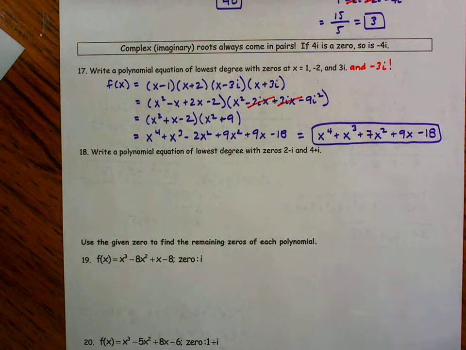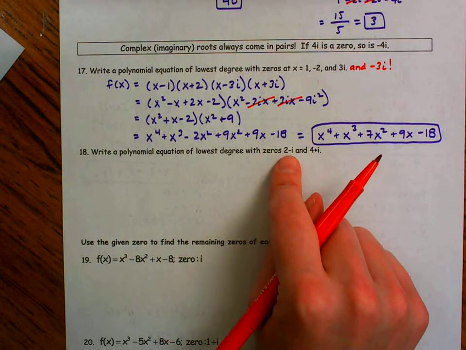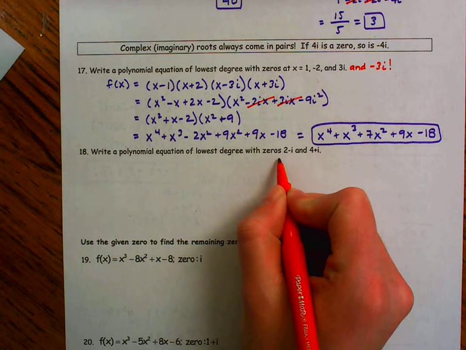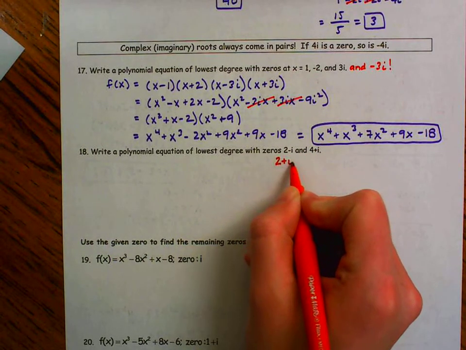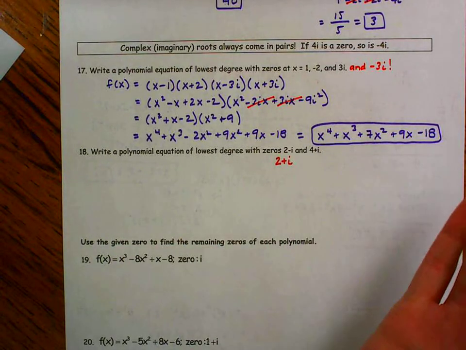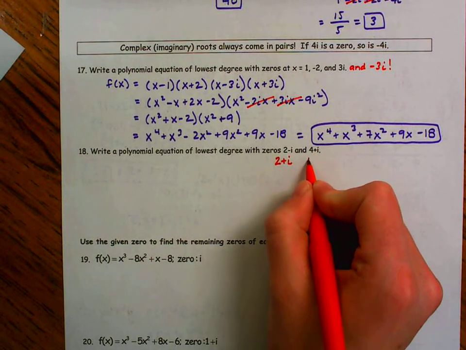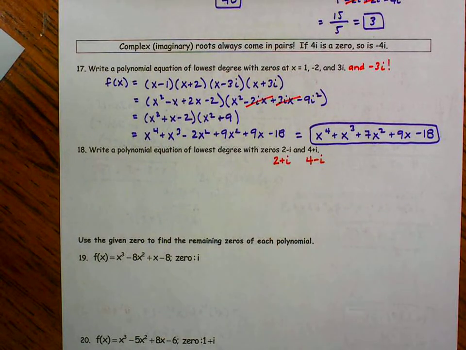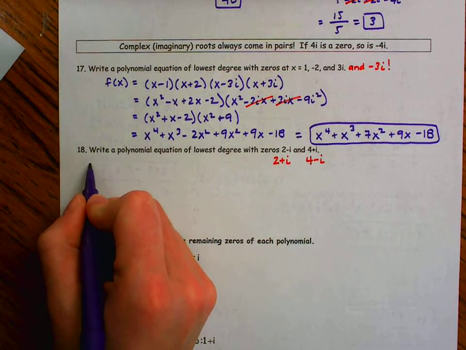Well, wait a minute. If we have zeros that are imaginary or complex, we know they come in a pair. So if I have 2 minus i, its conjugate will also be a zero, which is 2 plus i. We just changed the sign of the i term. So if I have 4 plus i, I'm going to have 4 minus i. So if I start writing this out, here's what I have.